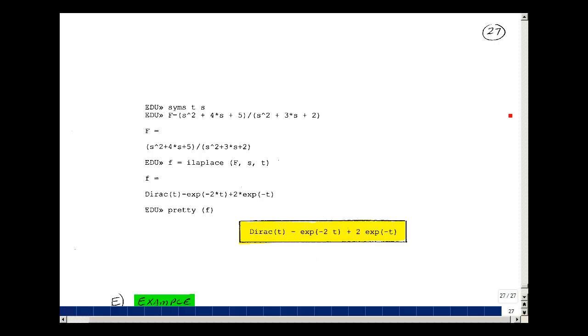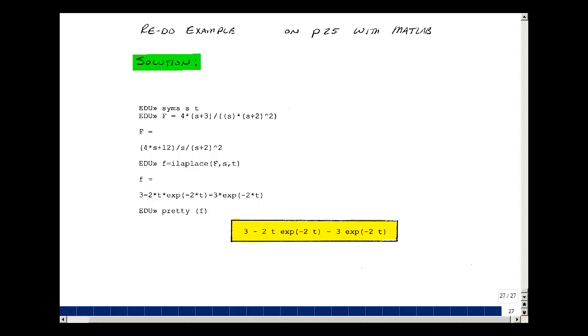Let's do another example. Let's take the example on page 25 and let's redo it with MATLAB. Again, declare our variables, s and t, and our function was 4 times the quantity s plus 3 divided by the quantity s times (s plus 2) squared. Hit return, it echoes back the expression, and we're going to ask for the inverse Laplace transform of F as a function of s, and our result will be f of t. Then we get 3 minus 2 times t, e to the minus 2t, minus 3 e to the minus 2t.